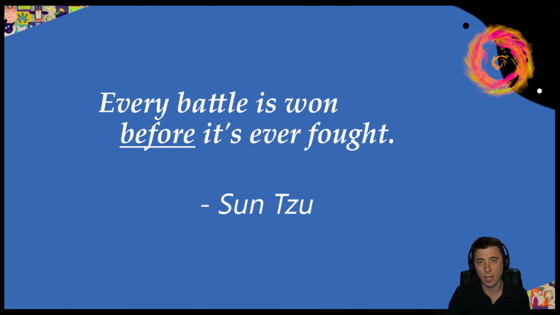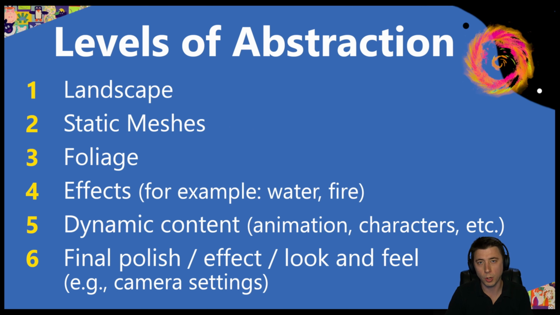With every scene that I'm looking to build, I try to do as much preparation ahead of time as I possibly can. And then with that scene, I start at the lowest level of abstraction and work my way up, meaning that which requires the least attention to detail. So I start with landscape, then go on to static meshes, then foliage, then effects, which we haven't even done yet, and then dynamic content, the stuff that's really going to come alive in the scene. And finally, the look and feel, the final polish, camera effects, whatever they may be, on top of the scene.